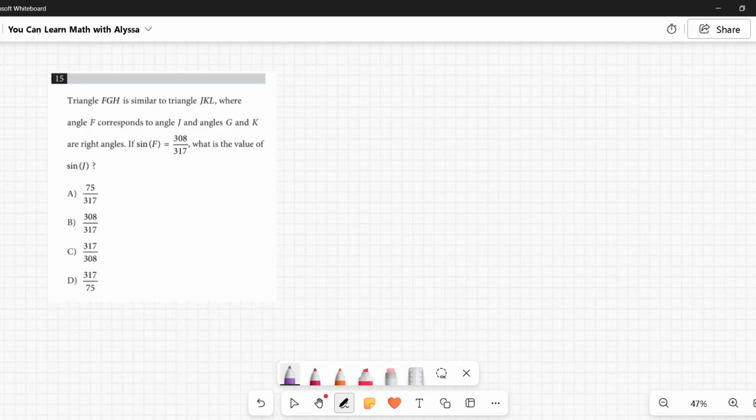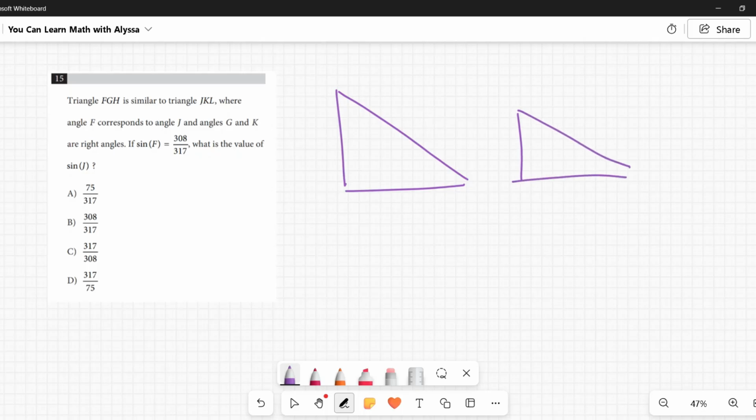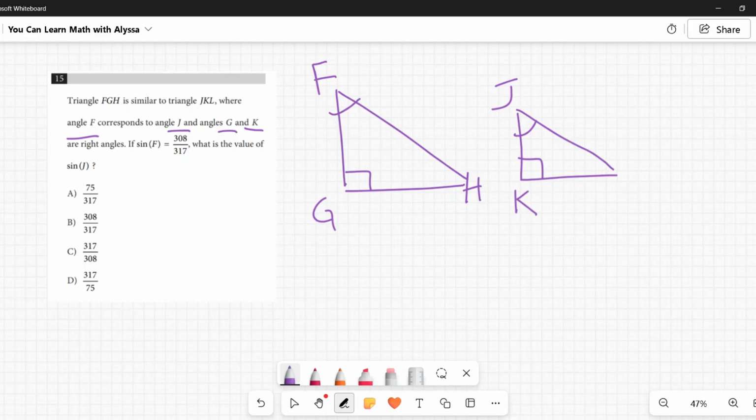Now let's look at the problem itself. We have triangle FGH, and it is similar to JKL. We don't know which one is bigger or smaller. It really doesn't matter. We just know these are two triangles. That's a sad little triangle I drew right there. And they are similar to each other. Okay, so we're told angles G and K are right angles. So those are my G and my K. And F corresponds to J. So I've got F up here at top. That means J is up here at the top. And the leftovers are H and L.